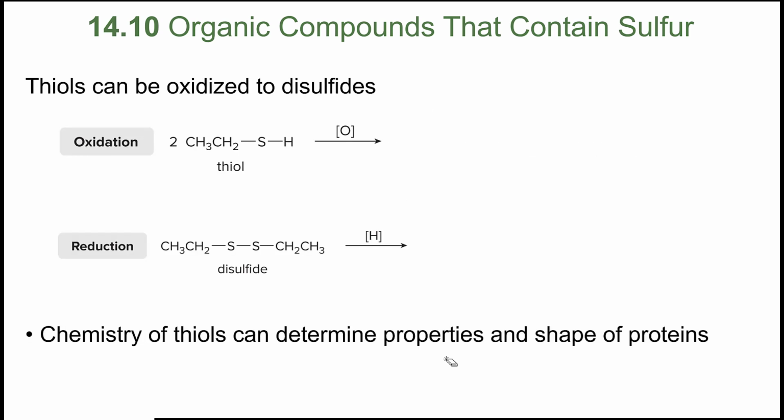Thiols can be oxidized to form disulfides. So in this case, you have 2 molecules of ethane thiol. It's going to form a new bond to another molecule of that, and we get this disulfide. So we have a new S-S bond, and reducing that disulfide will result in the thiols. So you get new S-H bonds. The chemistry of thiols can determine properties and shape of proteins, which we'll see in later chapters.